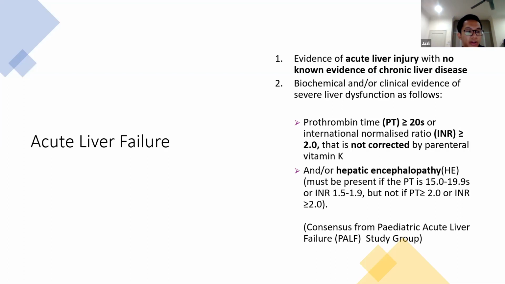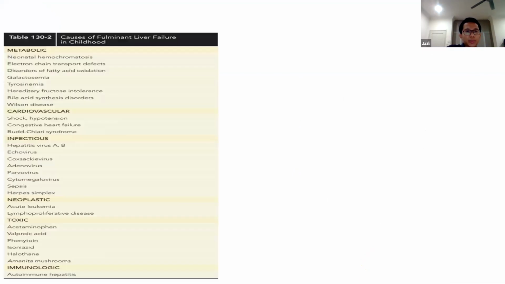Apart from that, in Sunflower, they define it as a form of severe liver disease with onset of hepatic encephalopathy within 8 weeks from initial symptoms and with the exclusion of CLD. So these are varieties of the definition given in different textbooks. Based on Nelson, they divide liver failure in children into metabolic, cardiovascular, infectious, neoplastic, toxic, and immunologic causes. So roughly we have 6 in total.